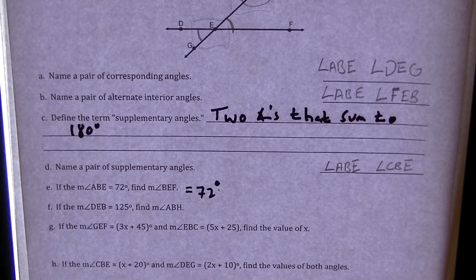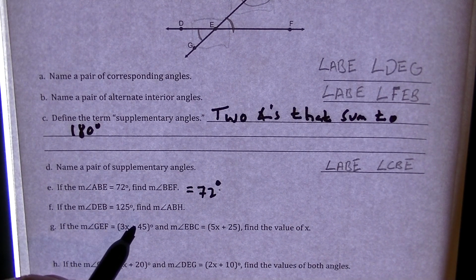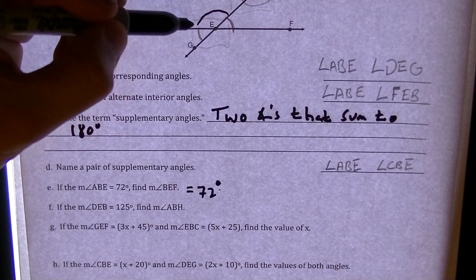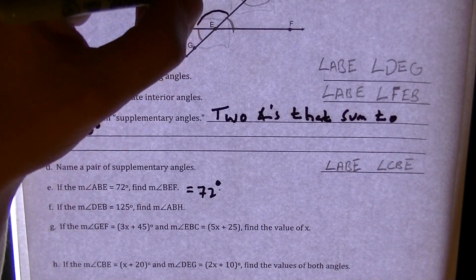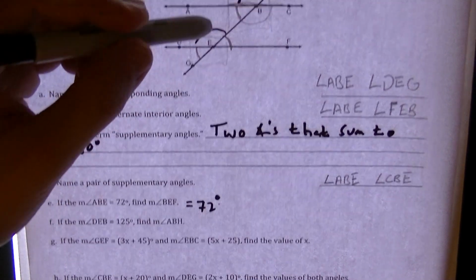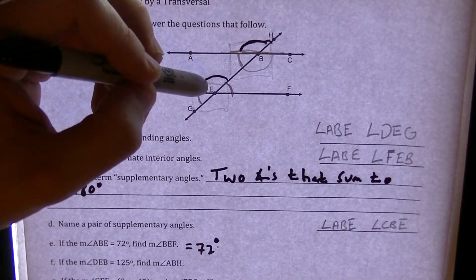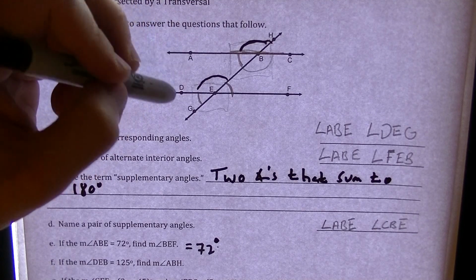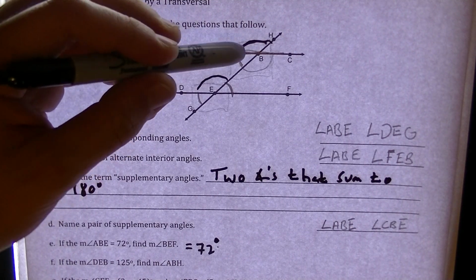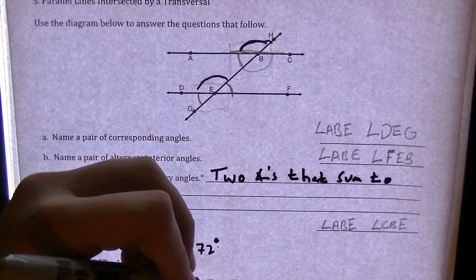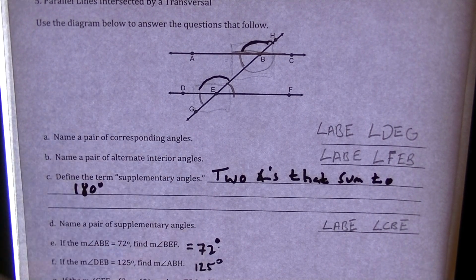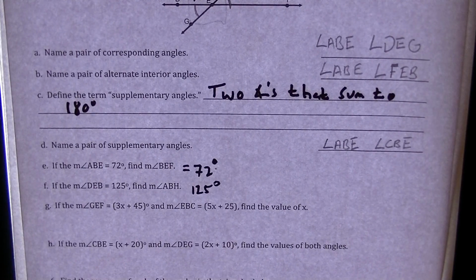If the measure of angle DEB is 125, so DEB, that's this angle right over here, find the measure of angle ABH. Well, these two angles are corresponding angles, and since these two lines are parallel, we kind of are assuming they're parallel even though they don't say, that means that these two are also congruent. So ABH is going to be 125 degrees. All right, let's keep moving on.